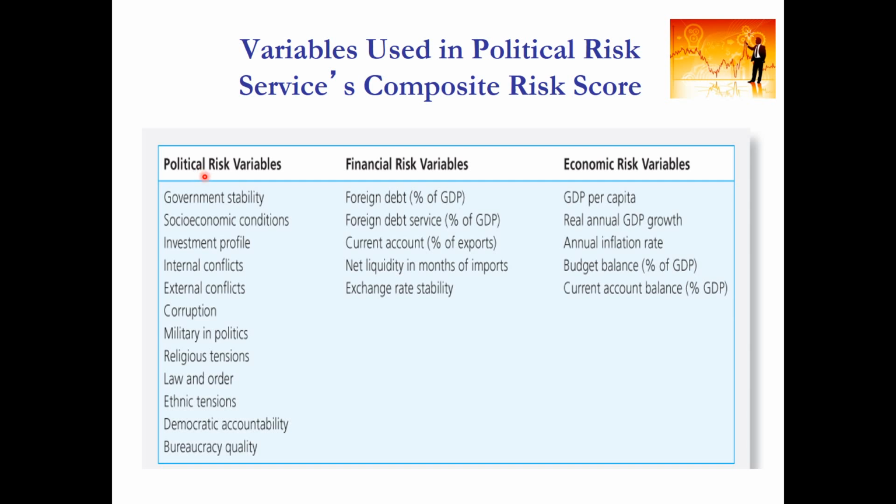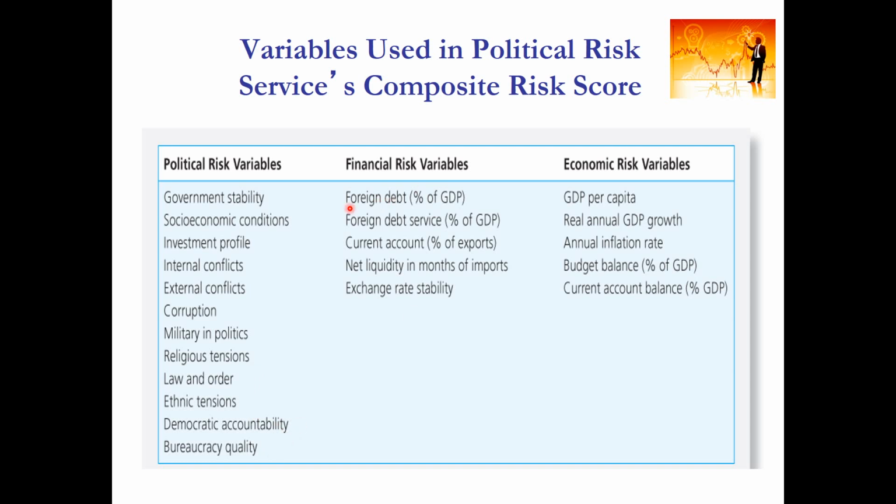For example, as far as political risk is concerned, they consider government stability, socioeconomic condition, investment profile, internal conflicts, corruption, military in politics, religious tension, ethnic tension, democratic accountability, bureaucracy quality, and so on.